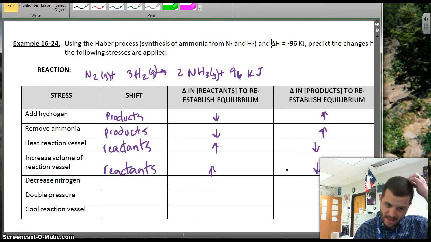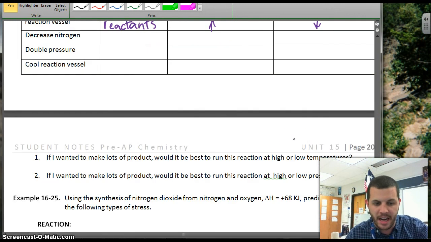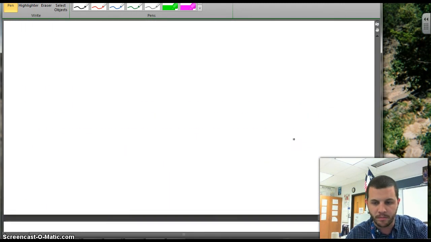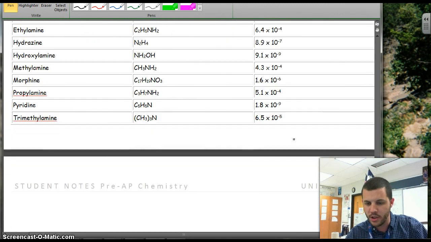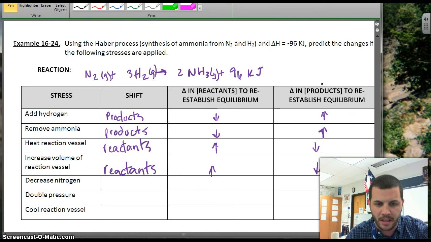So that gives you an idea of what this whole situation is doing. That's Le Chatelier's principle in a nutshell. We will practice on this in class, and that is our last concept.